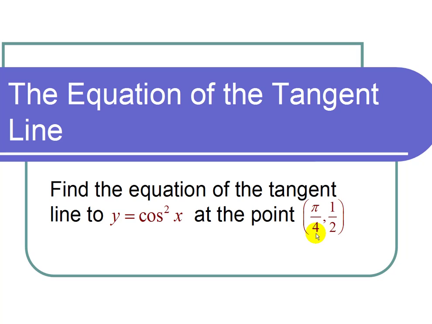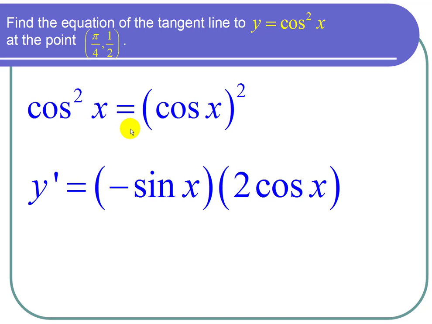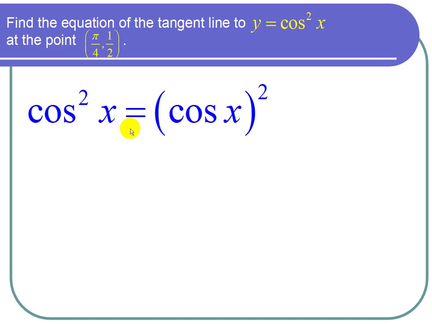So let's first find the derivative, and to do that we have the cosine squared of x. It's easier to write the cosine squared of x in another form, and that's that the cosine squared of x is the same as the cosine of x quantity squared. And now we can use the chain rule to find the derivative.